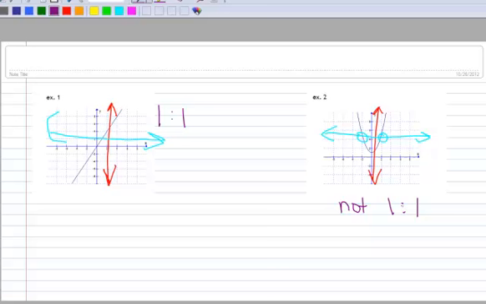And this is the end of this video, and in the next video I'm going to show you how to make this function have an inverse by restricting the domain.